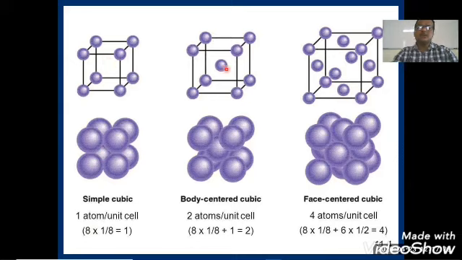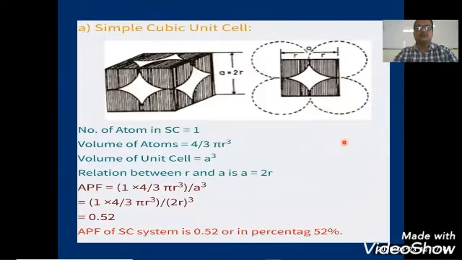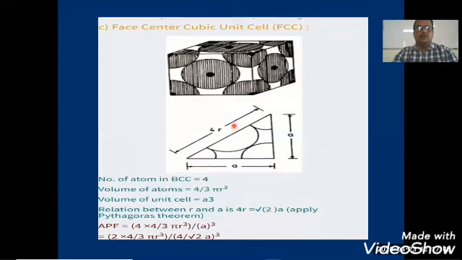In the BCC unit cell, the number of units per unit cell is 2, and the volume occupied is 68%, which means 32% volume is void. And in the FCC unit cell, the total number of units per unit cell is 4, and the total volume occupied is 74%. So these are some parameters of cubic unit cells, that is simple cubic, body-centered cubic, and face-centered cubic.